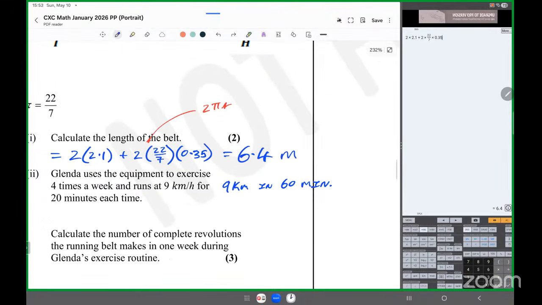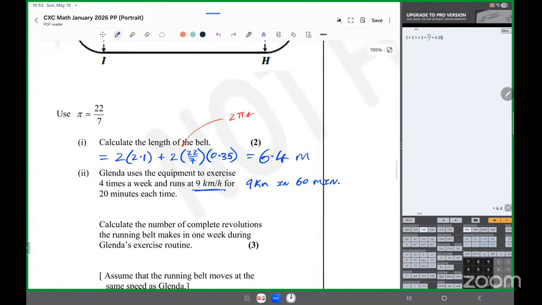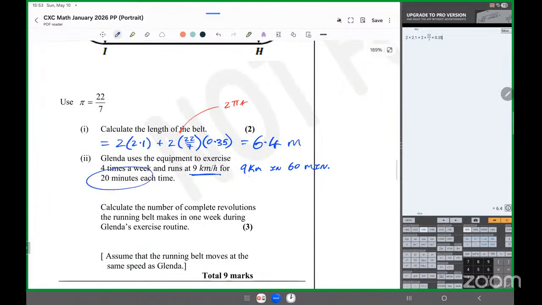So this 9 kilometers per hour means she does 9 kilometers in 60 minutes. You agree with that? How much would she do in 20 minutes? 1/3. Agreed? Because 20 minutes is 1/3 of 60 minutes.